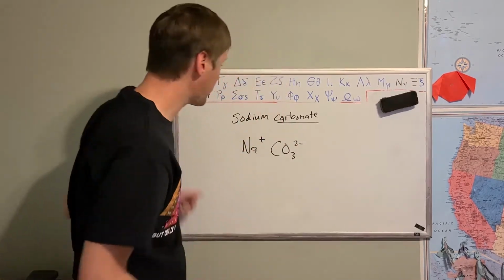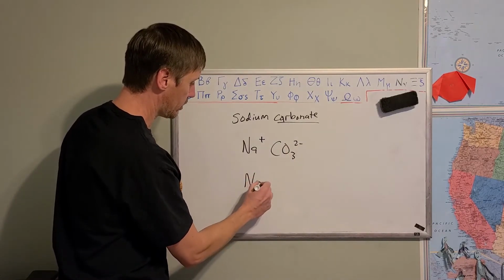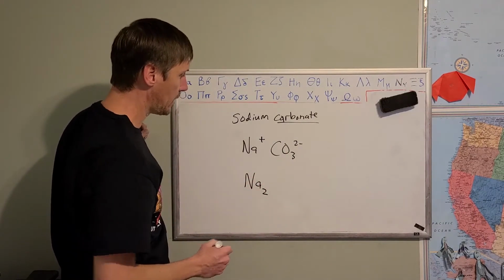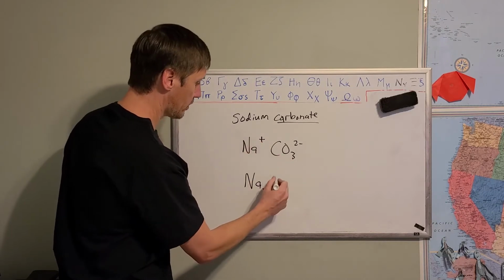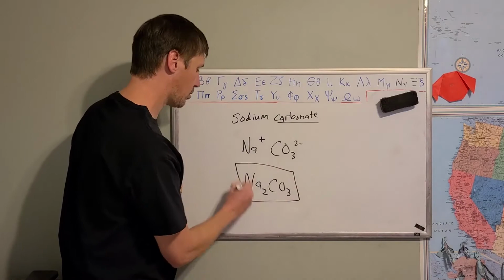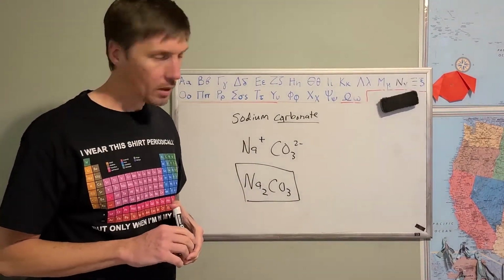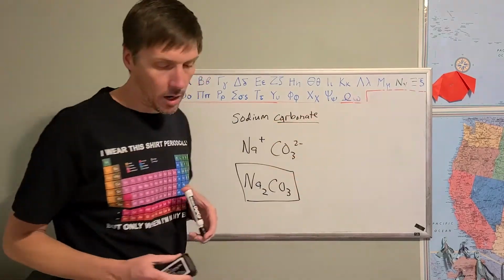And so we swap and drop, and that means we bring the 2 down to the bottom of the Na, and this 1 would go over here to the CO3, so it's understood, we don't have to write it. So this would be our chemical formula for sodium carbonate, okay? Pretty simple, pretty straightforward. Let's do another one.